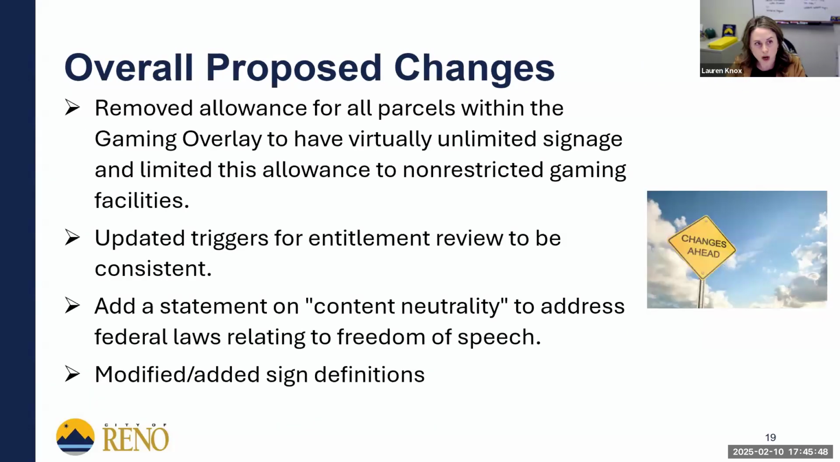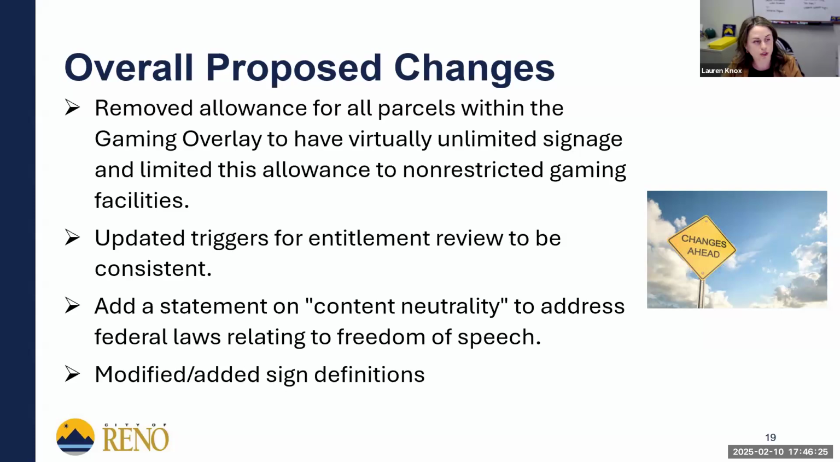All right, so overall, this is just summing up everything we just talked about today. Overall, the proposed amendments include all of the information from our stakeholder input to develop both the first draft of the proposed changes and then the feedback from that draft to create this second draft here. We've touched on all of these, but we removed that allowance for all parcels within the gaming overlay to have virtually unlimited signage and left this allowance only to our casinos. We updated the triggers for entitlement review to be consistent. All of those go through a major site plan review, which is a public hearing and goes through our planning commission.